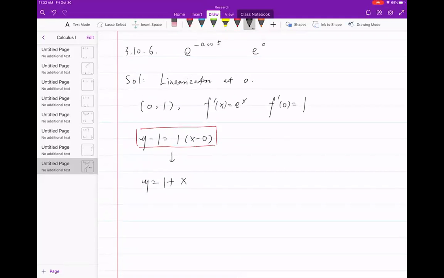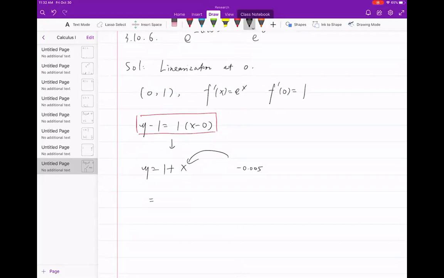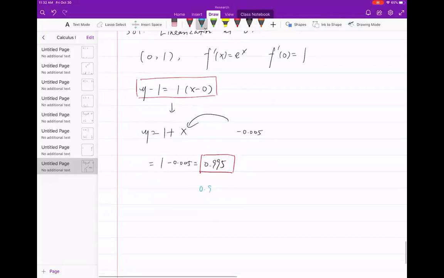Now instead of plugging negative 0.05 into the original function, I'm plugging it here, which gives me that will be my linear approximation. Sounds good. The real one, if you use a calculator... okay, from here we can see we did a pretty decent job. The error is really small. All right, anything else?